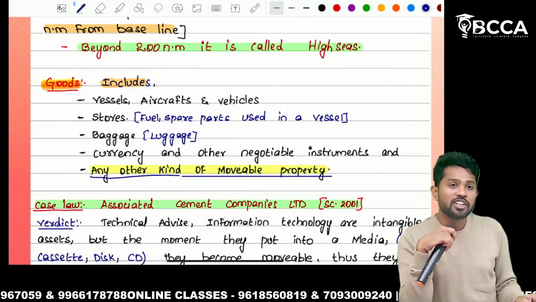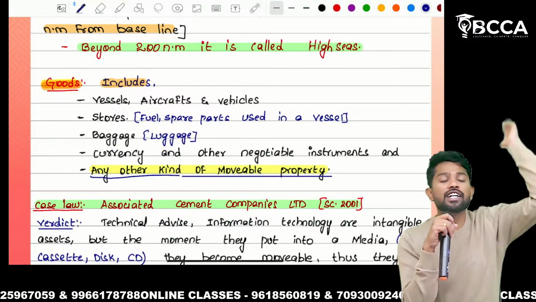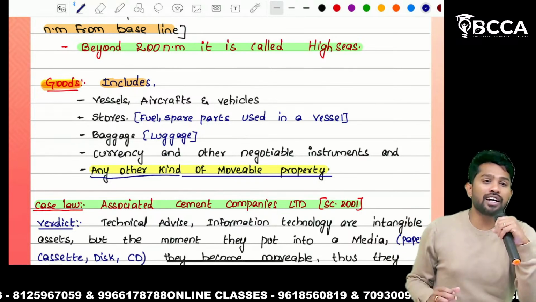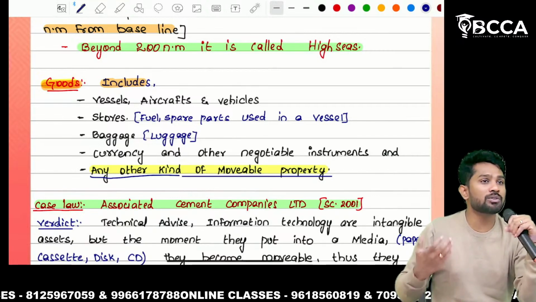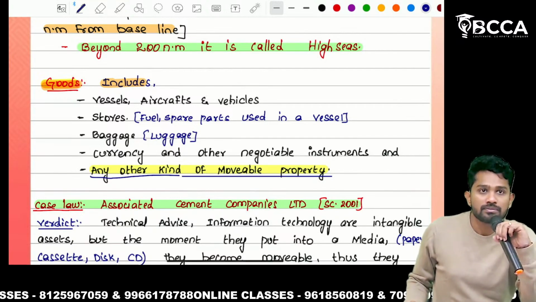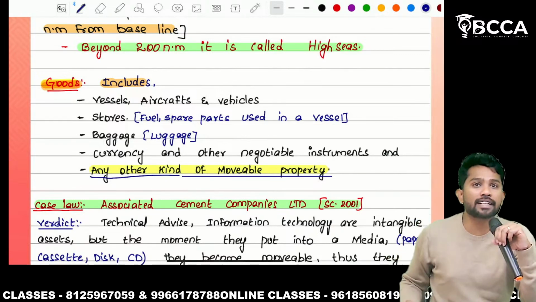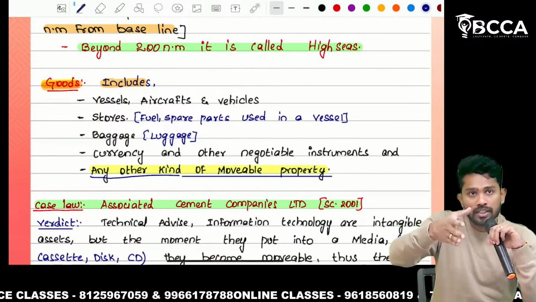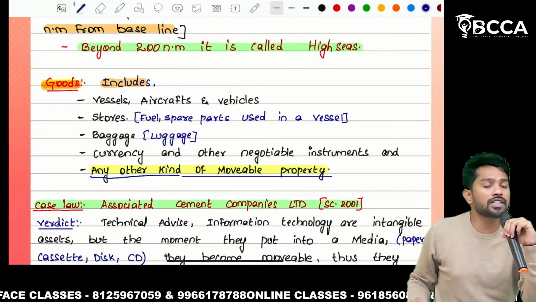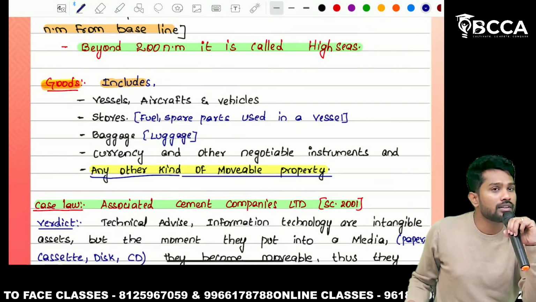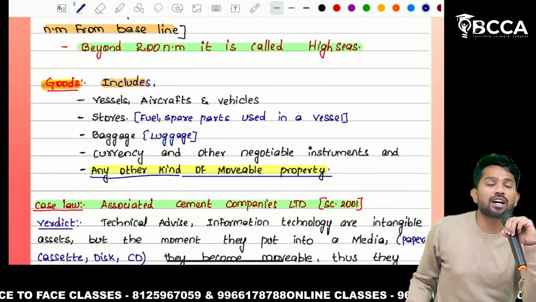But you cannot mention every name of goods. There are so many goods within this room only. I can see some 25 to 30 goods within the classroom from where I am taking classes. Even from the place where you are listening to classes, you will easily find 20 to 25 goods around you. So can we list all those under the definition?